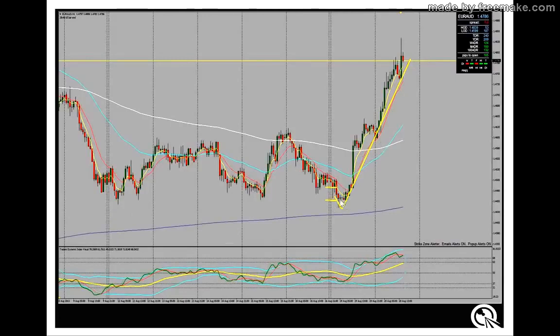Now, take a look at these patterns here. This is a pin pattern here. This is a spinning top. This is a doji.